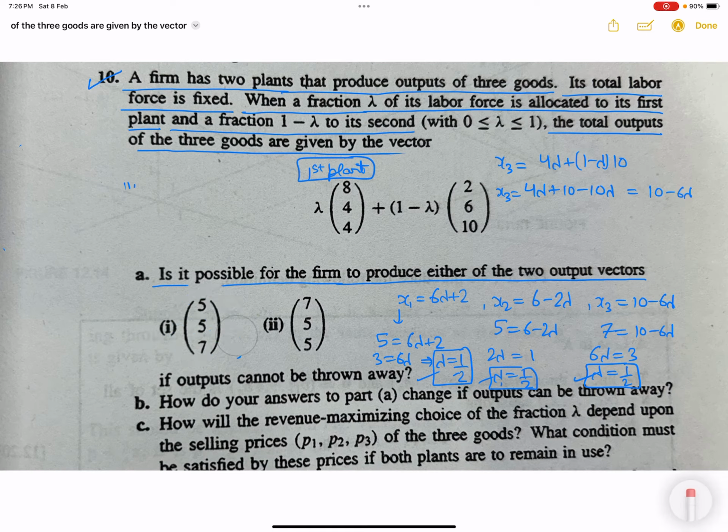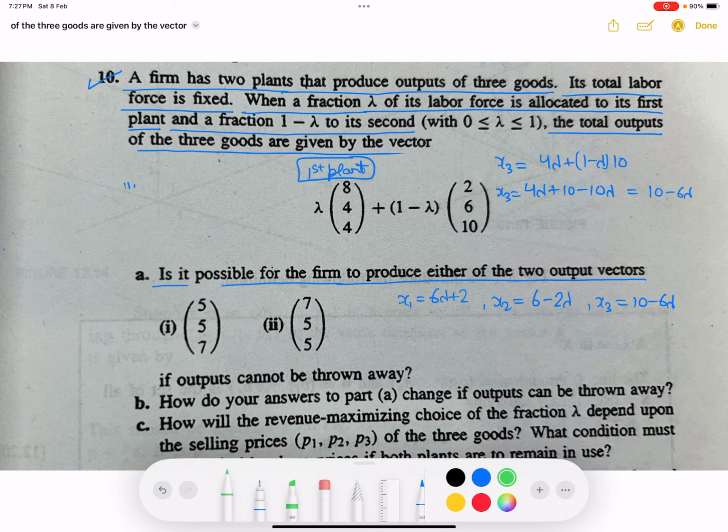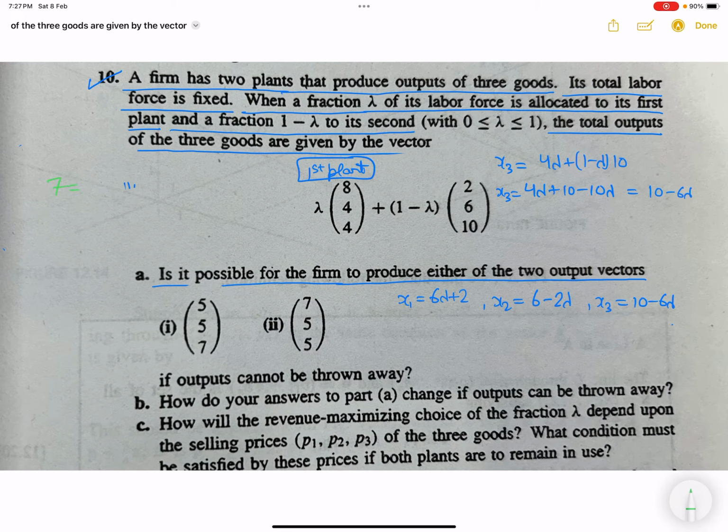Now looking at the second output. Here x1 is 7, so ideally we should have 7. I'll use the blue one only. So we should have 7 equals 6 lambda plus 2, so 6 lambda equals 5, and lambda is 5 by 6. Now looking at x2. x2 is 5, so 5 should be 6 minus 2 lambda, so 2 lambda is 1. Lambda comes out to be half.